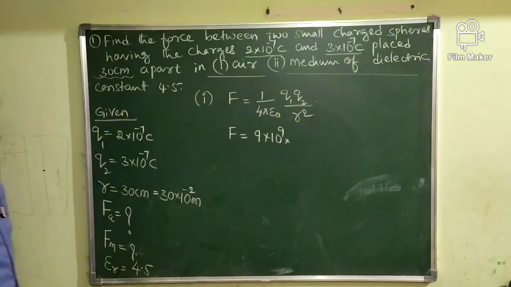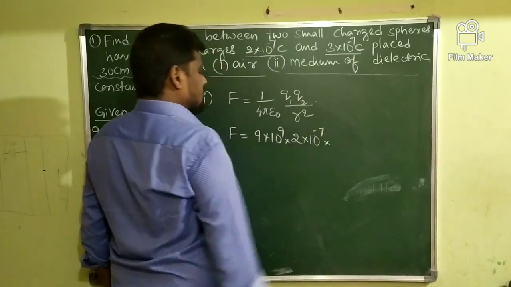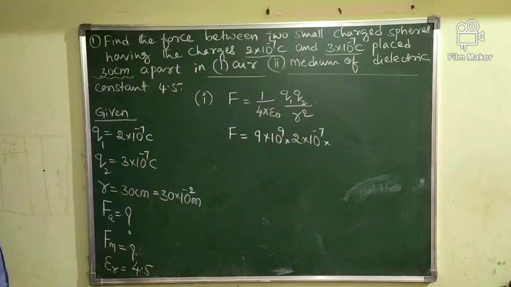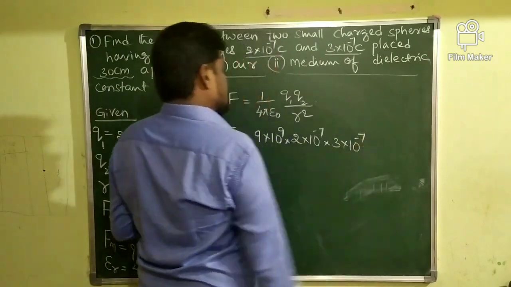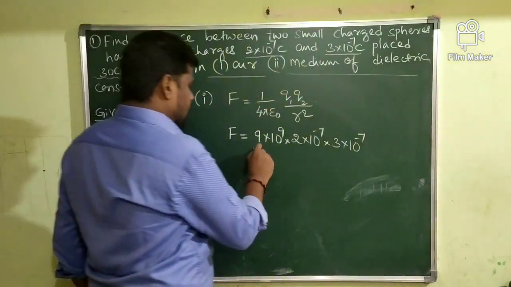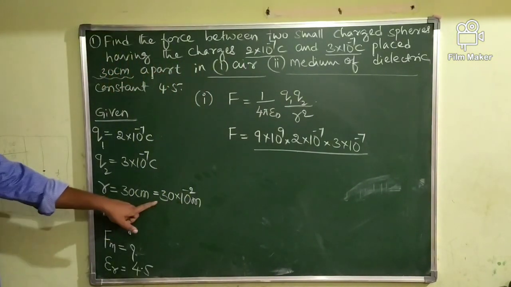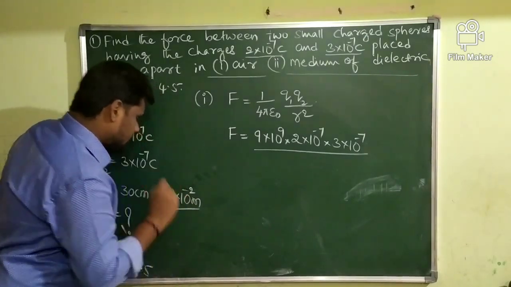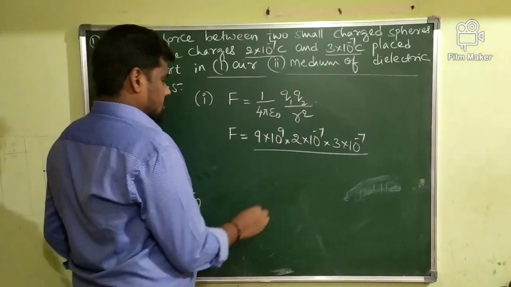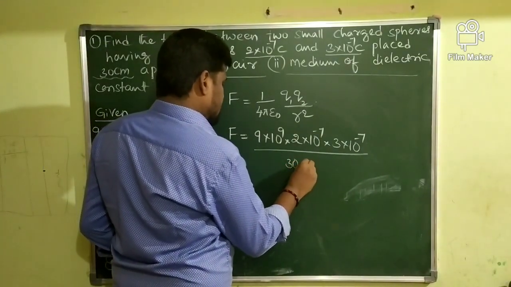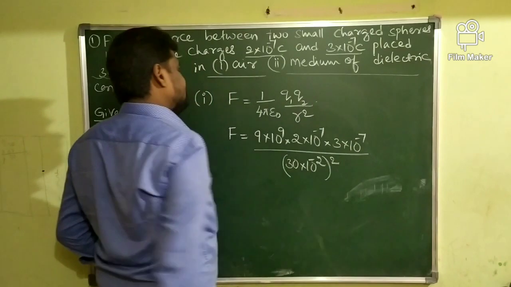Q1, that is first charge. What is the value of first charge? 2 into 10 power minus 7 multiplied by Q2. What is Q2? Q2 is given by 3 into 10 power minus 7 divided by R square. What is the value of R square here? The value of R is given by 30 into 10 power minus 2 whole square. I can write here 30 into 10 power minus 2 its square.